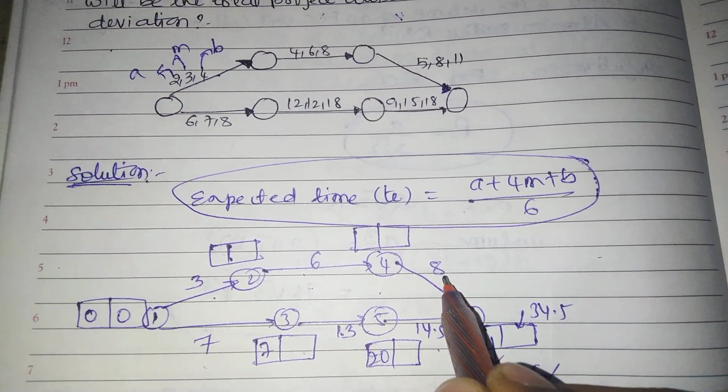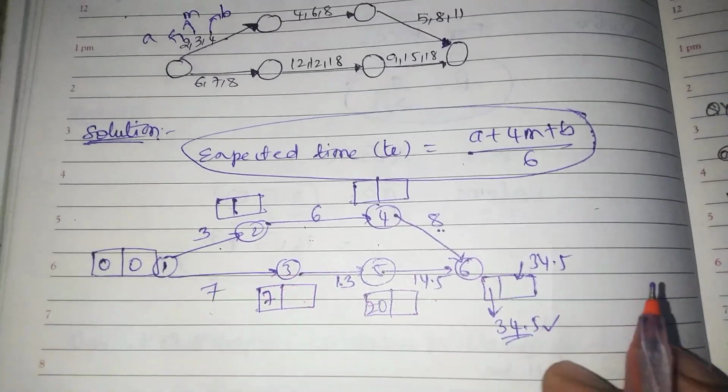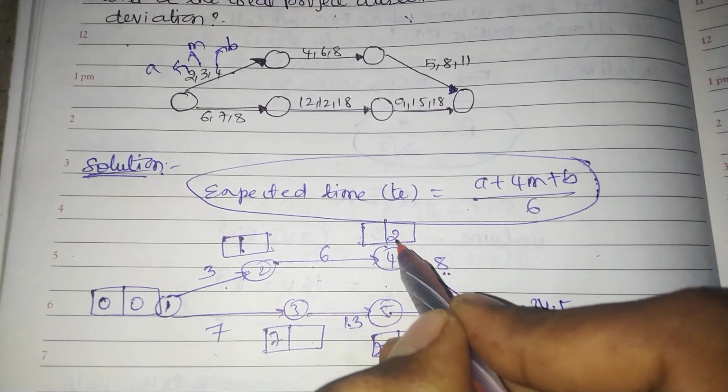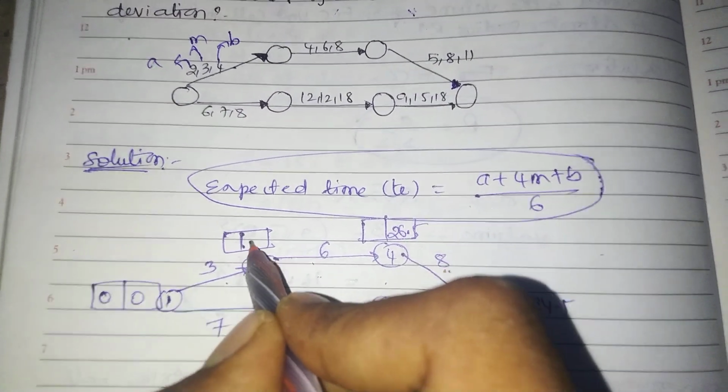We have to subtract for end to start. For start to end we add. So 34.5 minus 8 becomes 26.5. 26.5 minus 6 is 20.5. Okay.